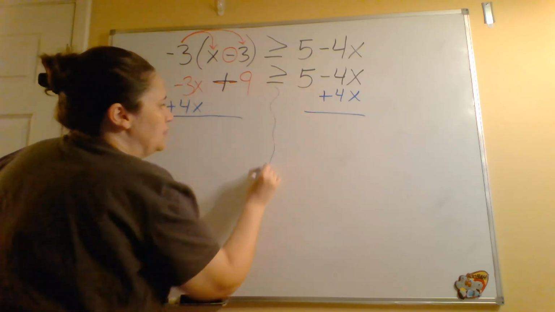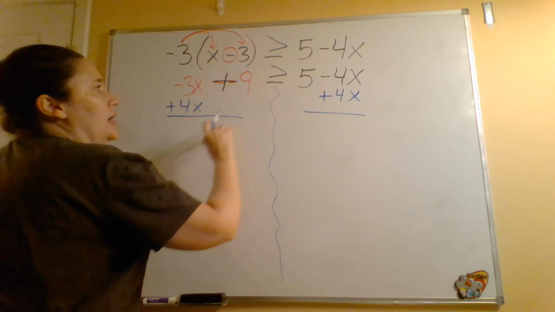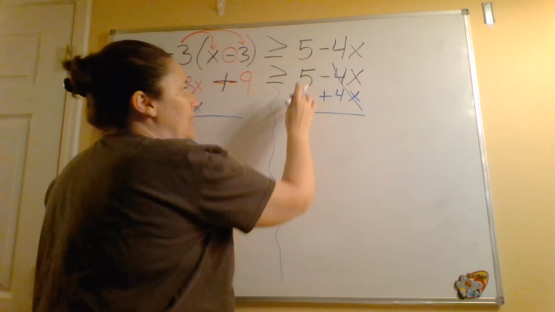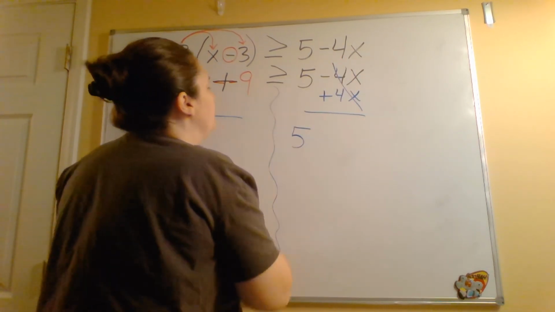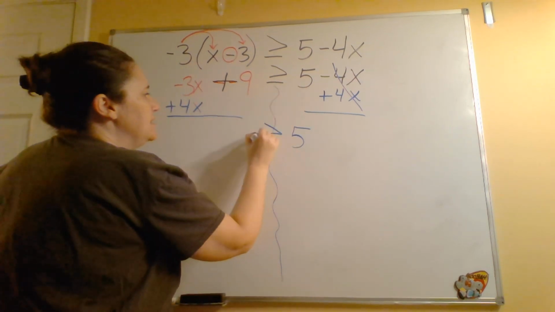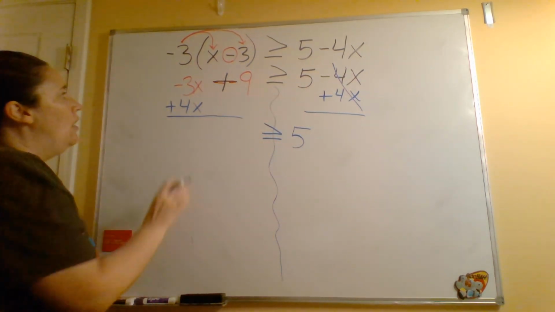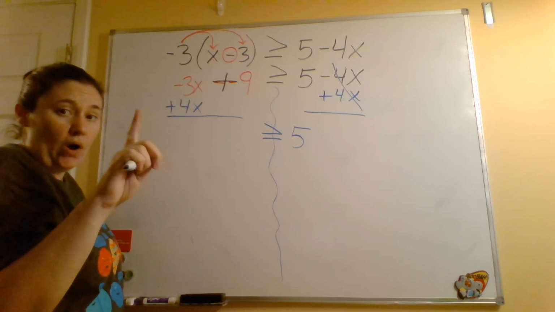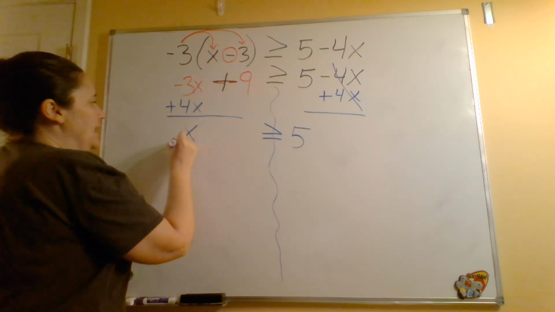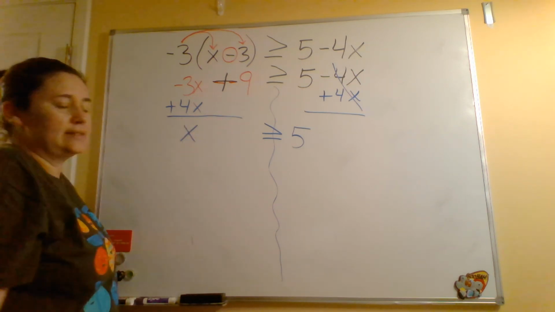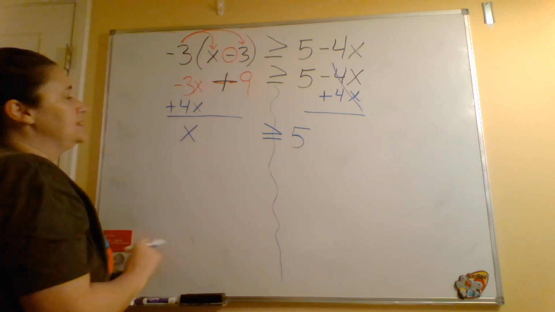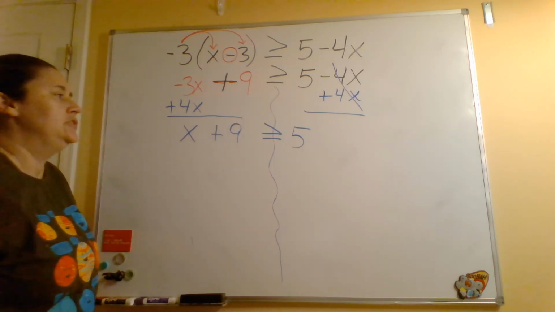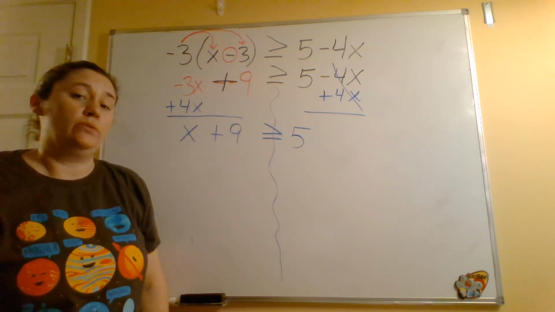Let's see, there's my two sides. On the right, minus 4x plus 4x, cross off, and you have 5 all by itself. The sign stays the same way. On this side, minus 3x plus 4x is just 1x. And that is the same as just writing x. X and 1x are the same. Write down this plus 9. So x plus 9 is greater than or equal to 5.